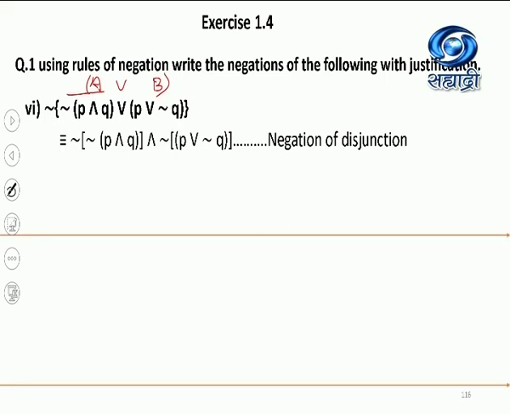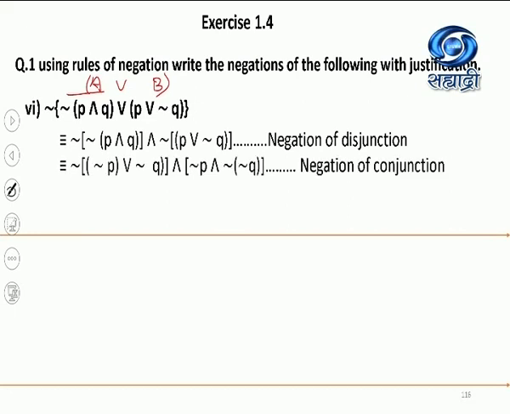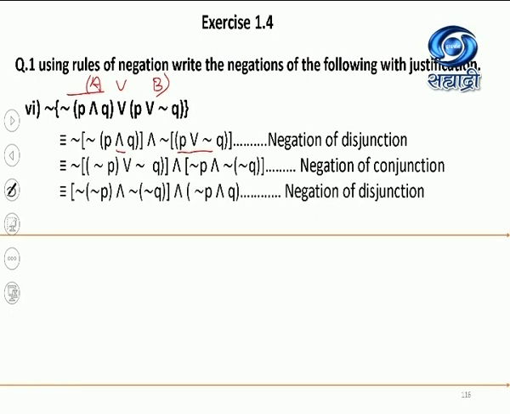Now I simplify the brackets here. Inside the first bracket, now I apply the negation of conjunction rule, which will be negation of P or negation of Q, and negation for this second bracket will be negation P and negation of negation Q. Again, the first square bracket simplification will be negation of negation P and negation of negation Q, where I am applying the negation of the disjunction for the first bracket, and inside the second bracket, negation of negation Q is Q. Further, again negation of negation P will be P and negation of negation Q will be Q.